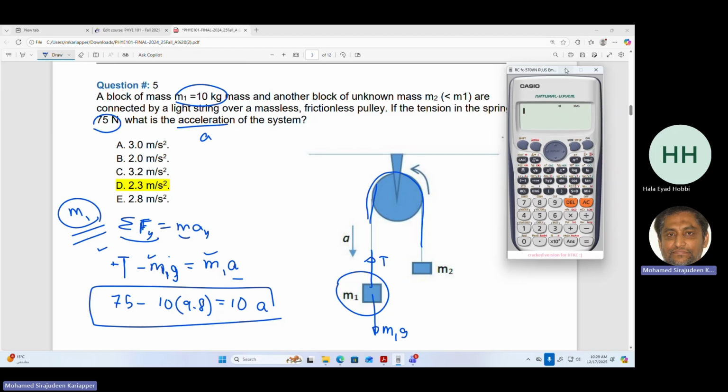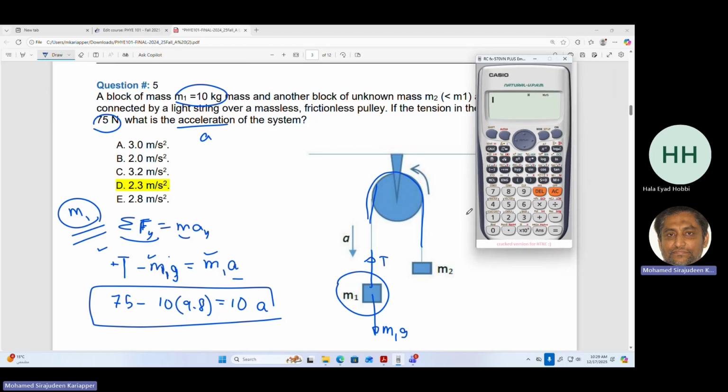Right. So you just write the equation in there. 75 minus, if you like, you can do it in your mind. 10 into 9.8 is 98, right? You can do that too. Okay, if you feel confident about that, you just go ahead. Why waste the time? Equals, so alpha calc, 10 into A.